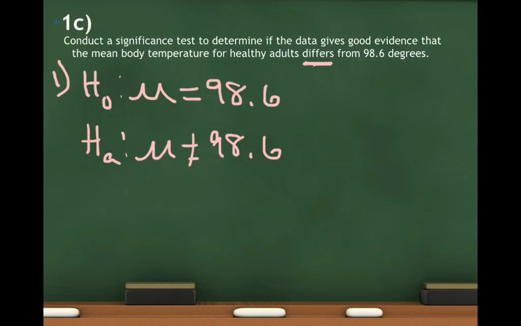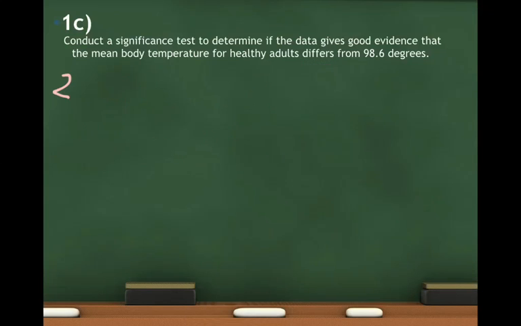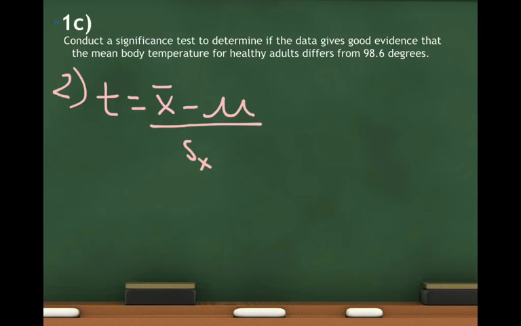What we would like to do next is find our test statistic. We're going to have T equals x bar minus the population mean mu, divided by our standard error.